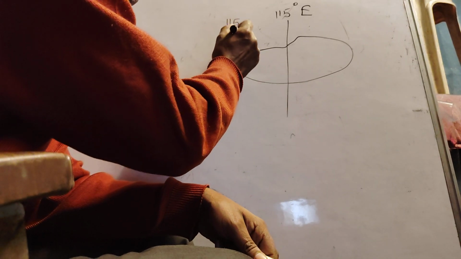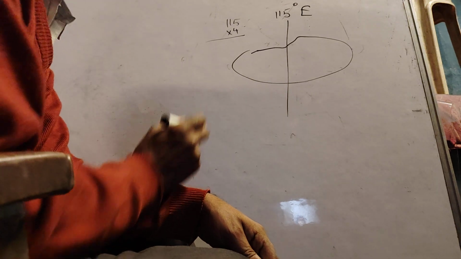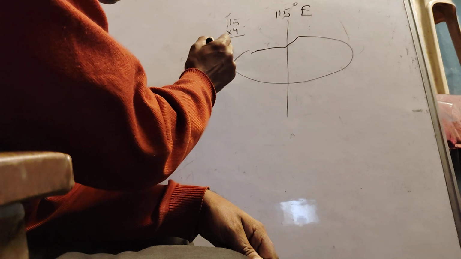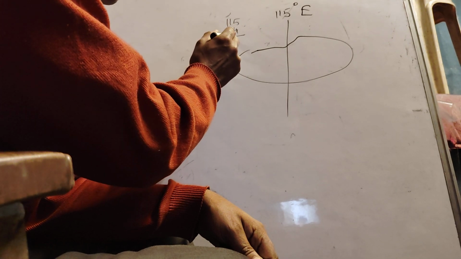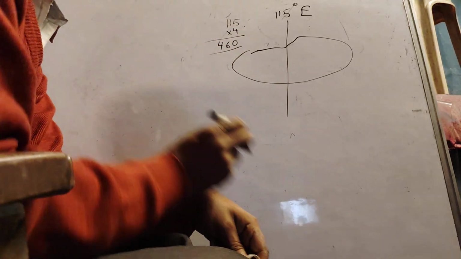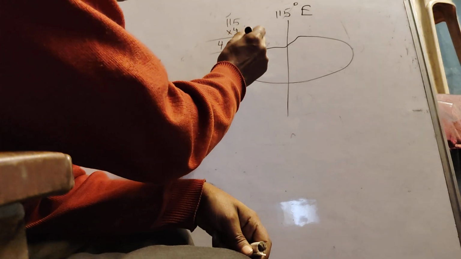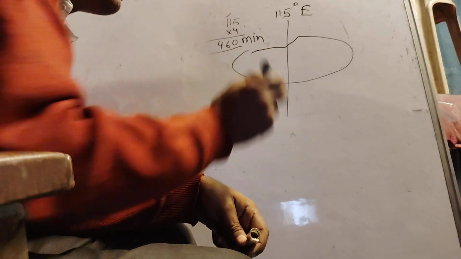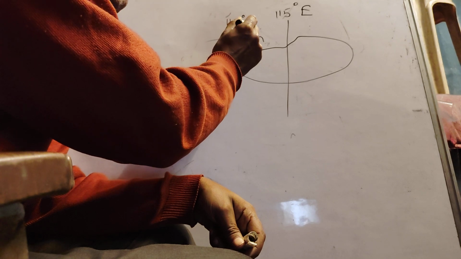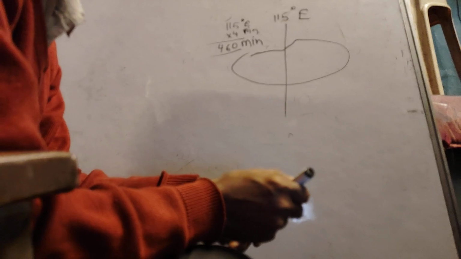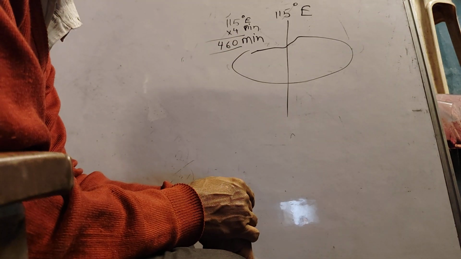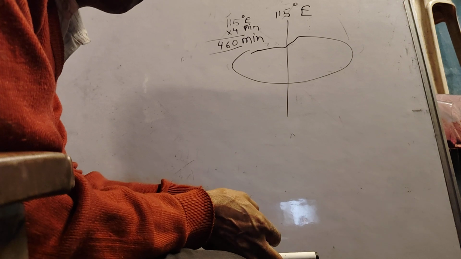115 multiplied by 4. So this is the hundreds place, so 100. Yes, 400. 60. Yes, 460. So this is the minute. This is the degree east. 4 minutes, we multiply 4 minutes with 115 degrees. We get 460 minutes. Do you know how many hours are in 460 minutes?